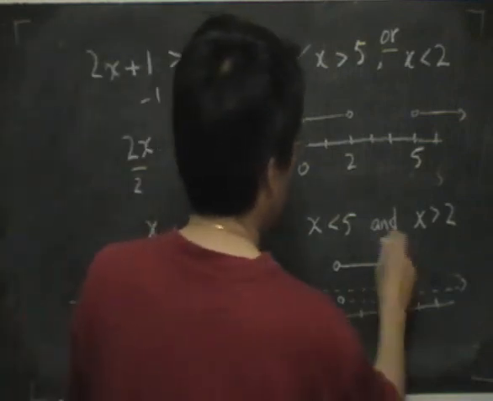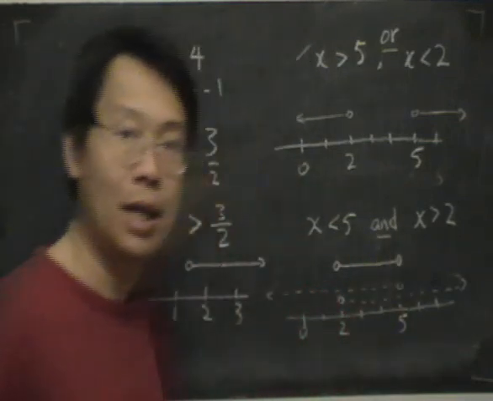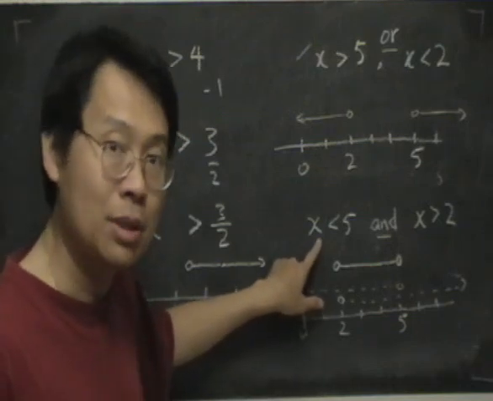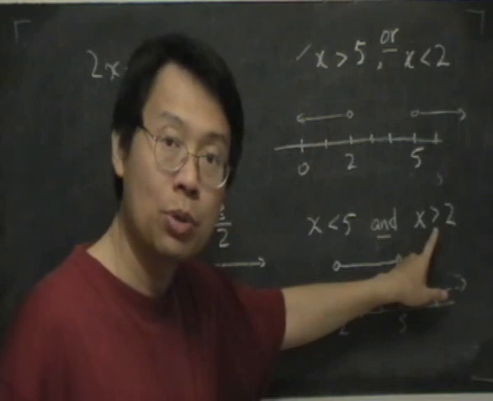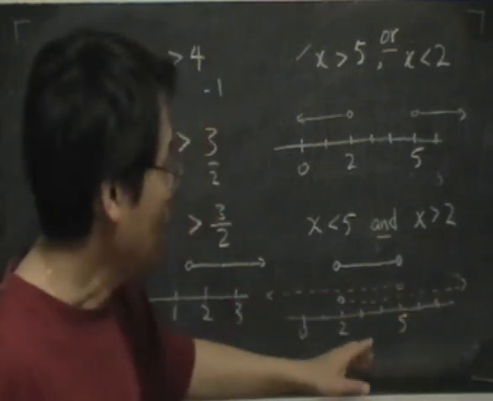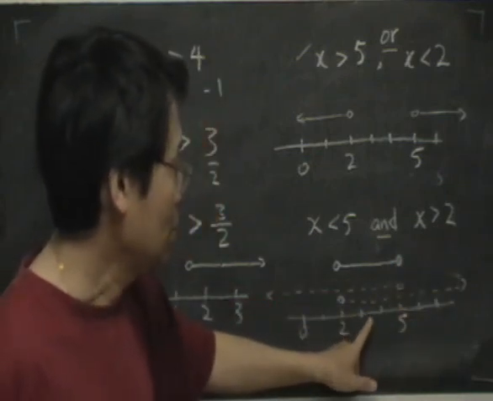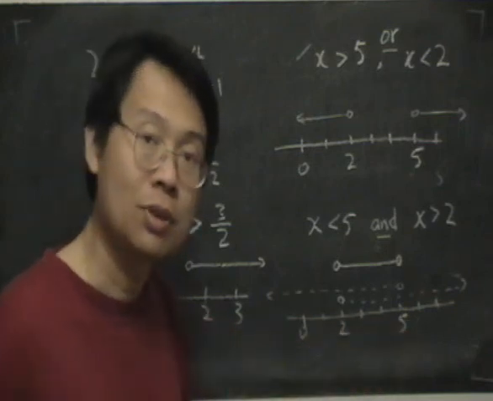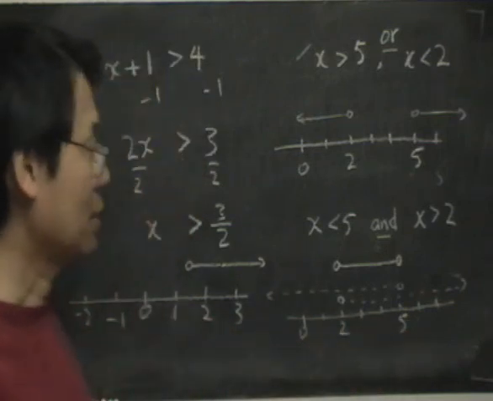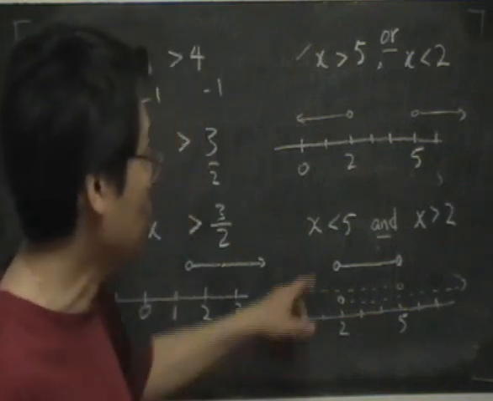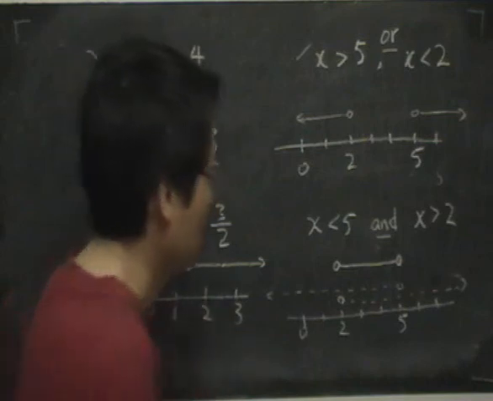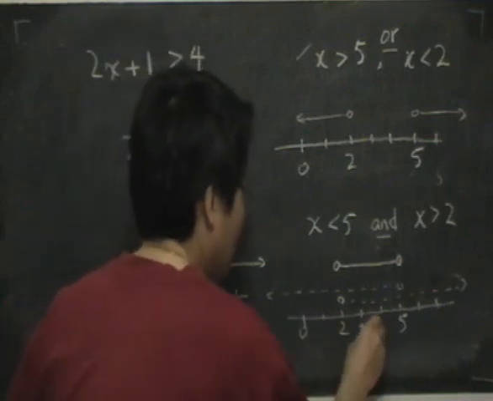Whereas on the other hand, I use the word "and" down there because x can be less than 5 and more than 2 at the same time. That happens when x is a number that is between 2 and 5. Like maybe 3, for example. So 3 is less than 5 and 3 is more than 2. Okay, that's 3.